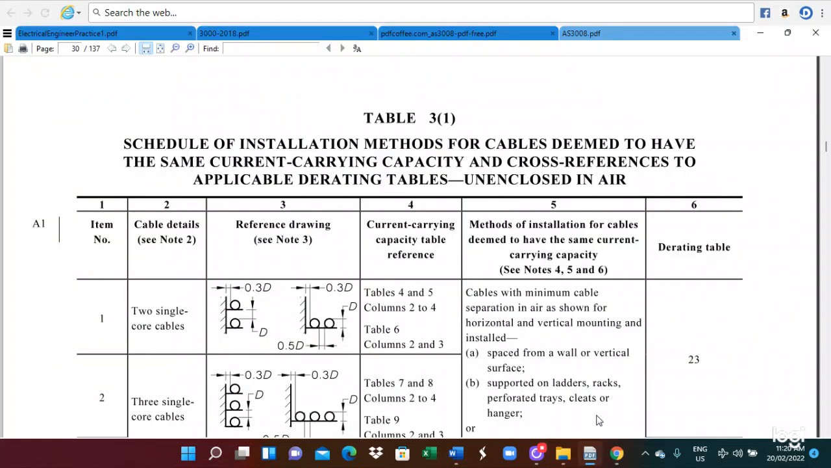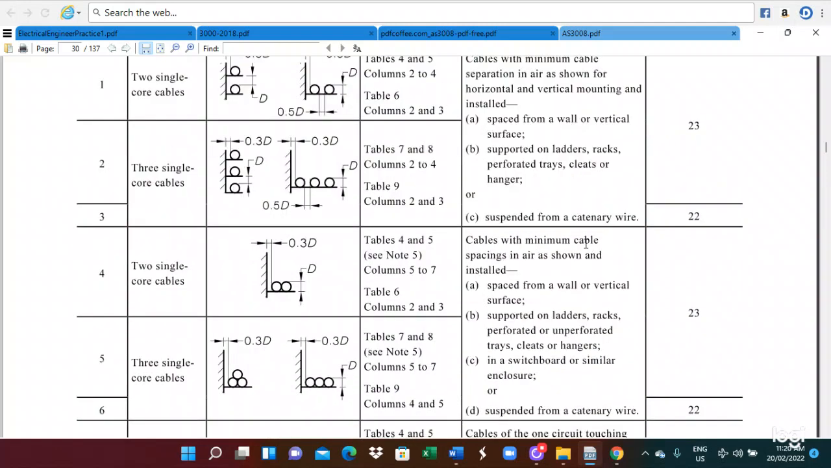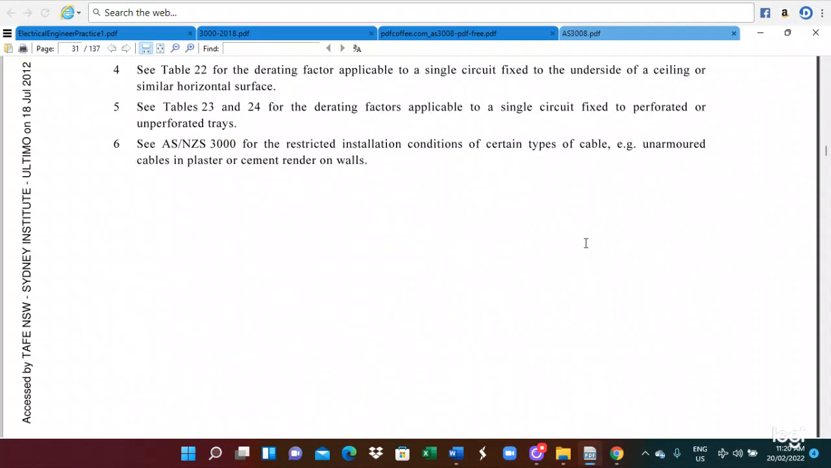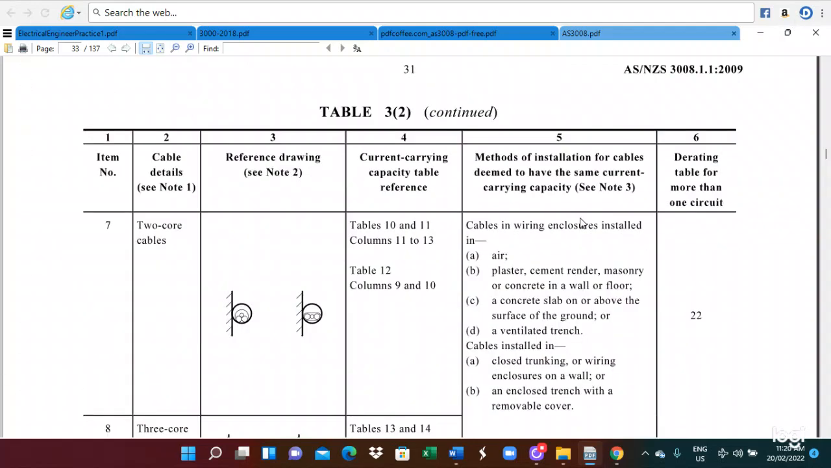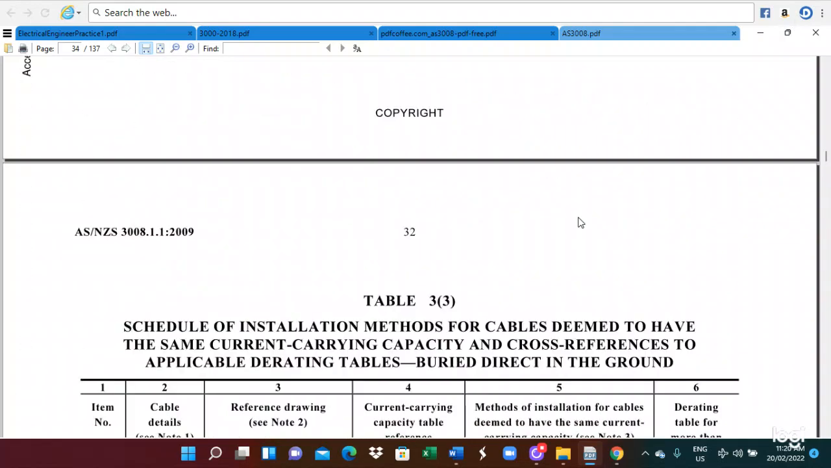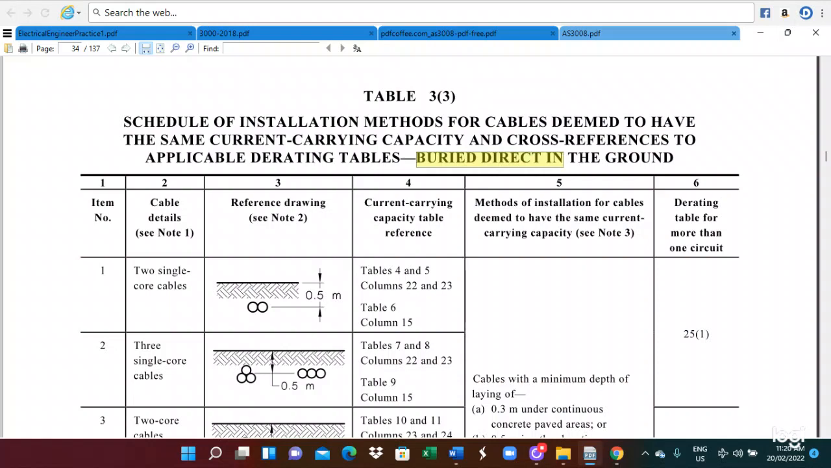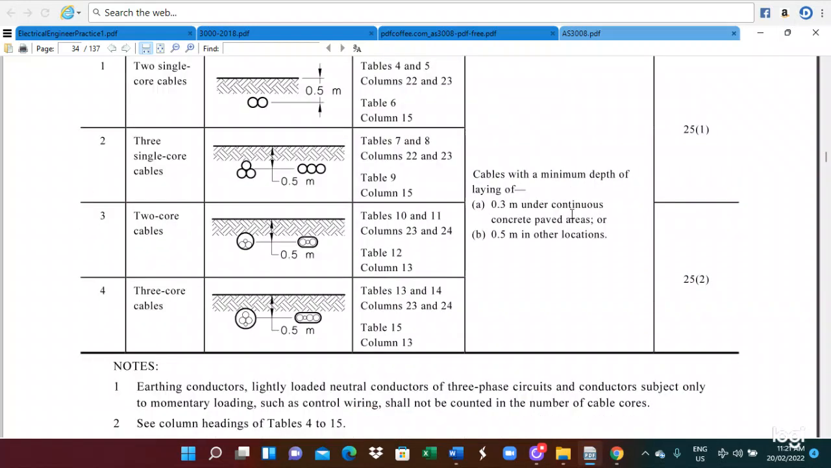At the end you see the unenclosed air. For unenclosed air, we use table 3.1, and also table 3.2 for enclosed air. Table 3.3 is for cables in the underground. Underground wiring enclosure is table 3.4.